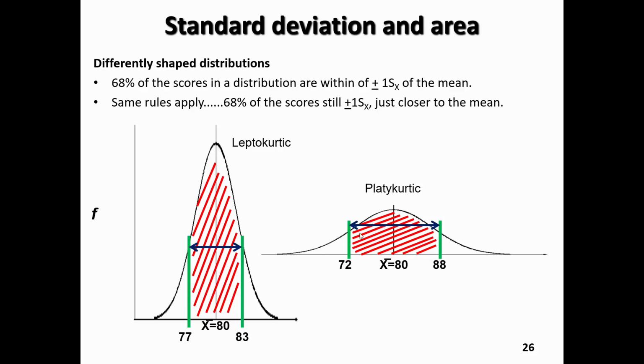The platykurtic distribution just indicates that the scores are relatively located further away from the average. However, the symmetrical shape indicates that still 68% of all the scores are located plus or minus one standard deviation. In this case, plus or minus one standard deviation is plus minus 8 years. So 88 on the upper end and 72 years old on the lower end will capture 68% of the total scores within that sample.